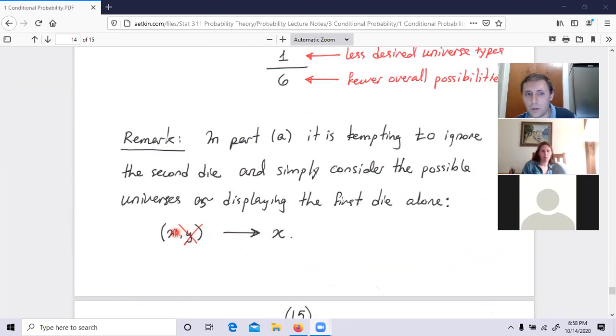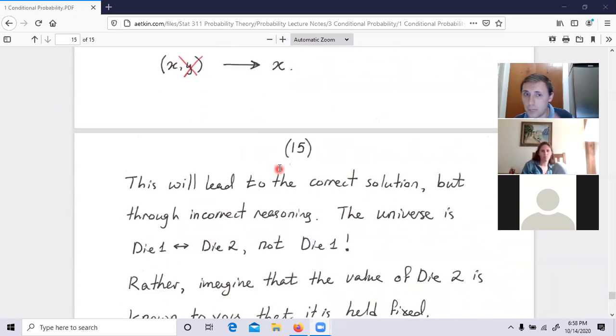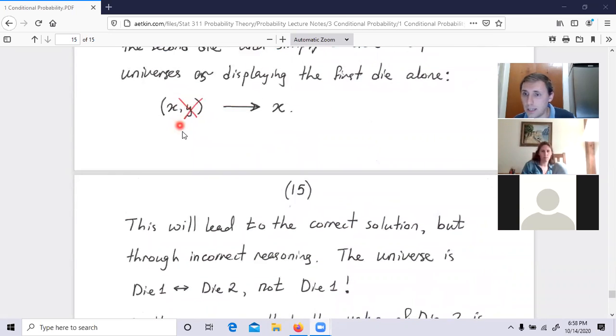Okay, and some people, here is what you do. Some people say, oh, the second die doesn't matter, so I can cross this information out, I can just consider X. And this is not correct reasoning, because X is not counting those universes. You understand? What is the correct reasoning?